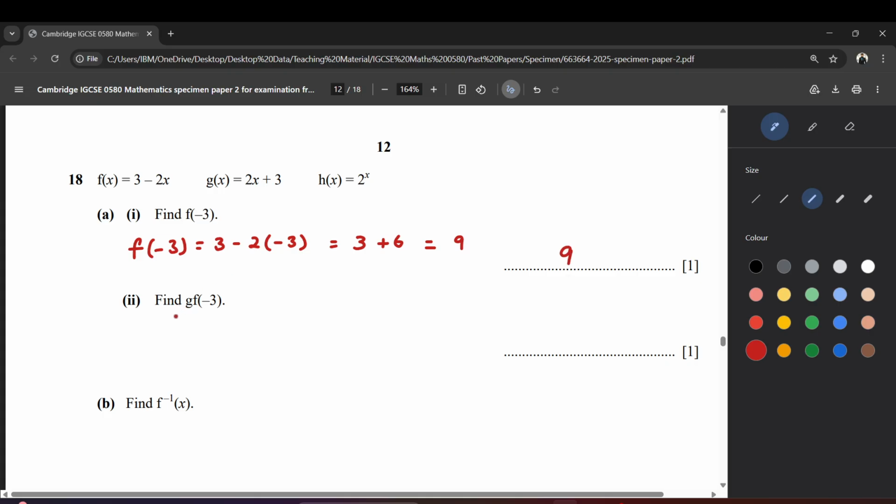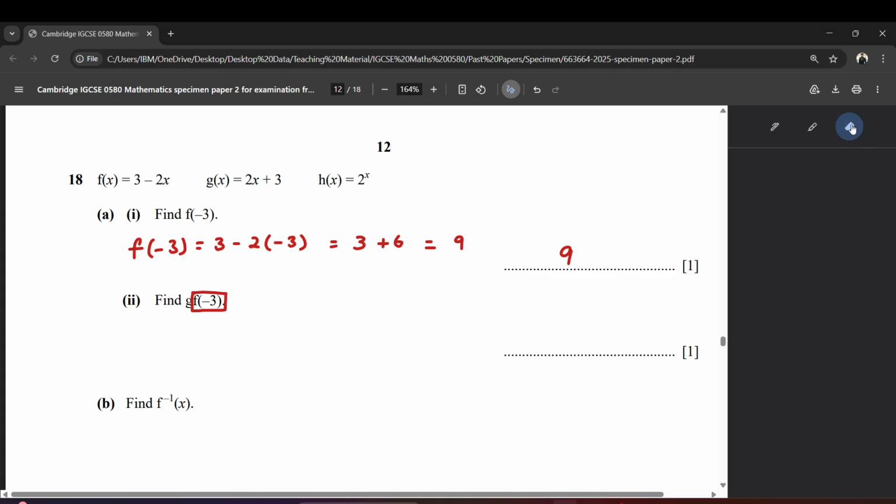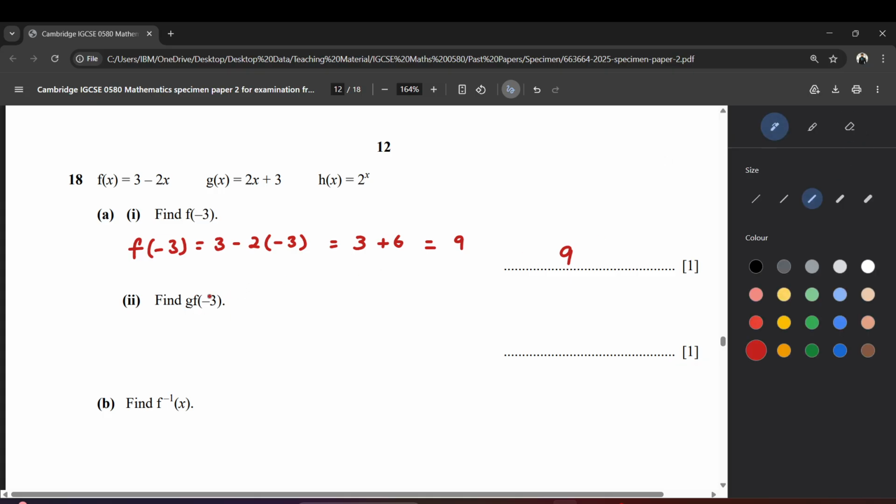The next one is, find g of f of minus 3. Now we already found out what f of minus 3 is, which was 9. So now you need to plug in the value of 9 into the function g. So g of f of minus 3 equals 2 times 9 plus 3. That will be 18 plus 3 equals 21.